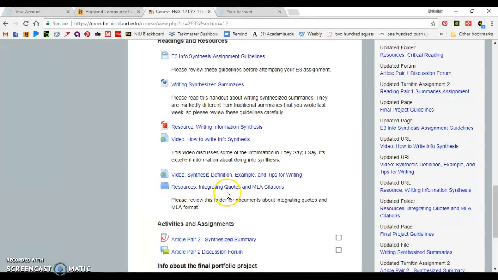You also still have those integrating quotes and MLA citations. Make sure you refresh your memory about those. I'll be a lot harder on you than I was in E2 because you've done them already, so you should be perfecting them at this point.